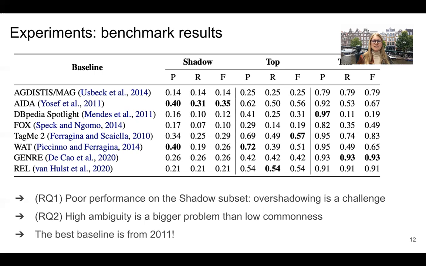And what was quite surprising to discover is that the best baseline on the shadow subset was developed 10 years ago, and still it outperforms the modern neural methods. So it is quite impressive to see. It makes us think that maybe the direction needs to change a bit for developing new systems if we want to take overshadowed entities into account.